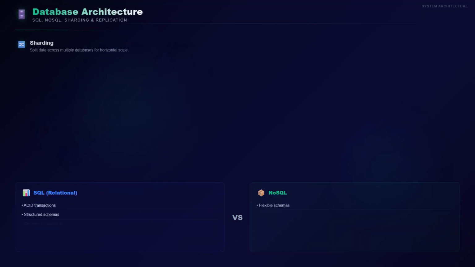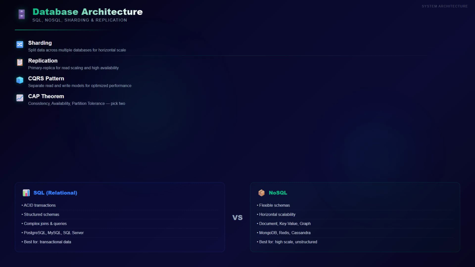Database architecture decisions have the longest lasting impact on your system. Let's understand your options and when to use each one. Relational databases like PostgreSQL, MySQL, and SQL Server provide ACID transactions, structured schemas, and powerful SQL queries. They're ideal for transactional data where consistency matters. Most applications should start with a relational database.